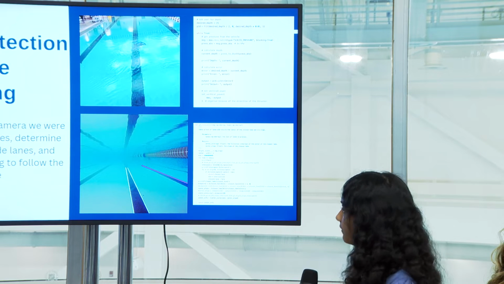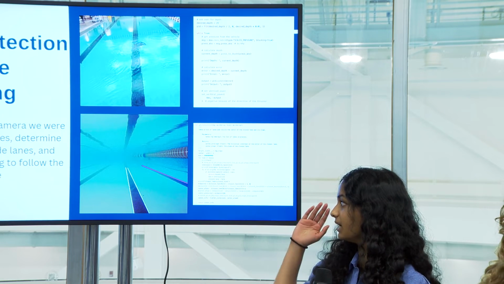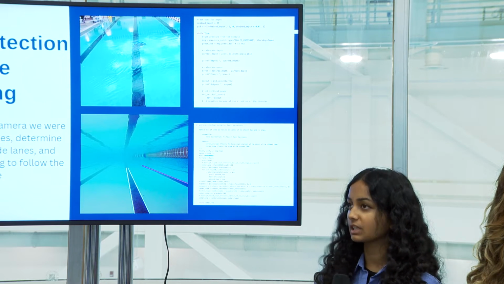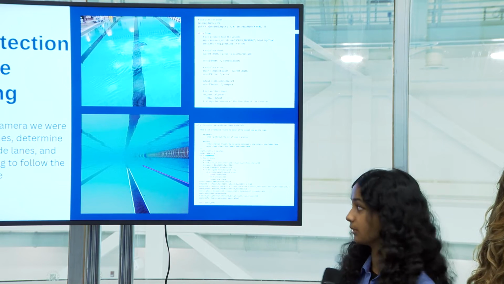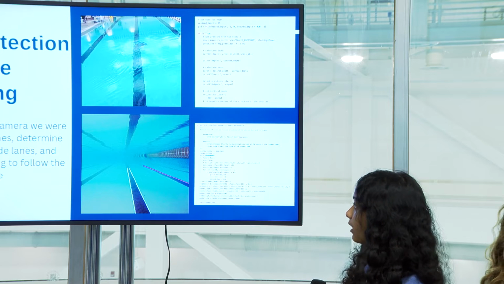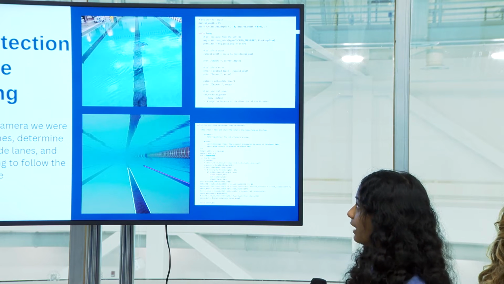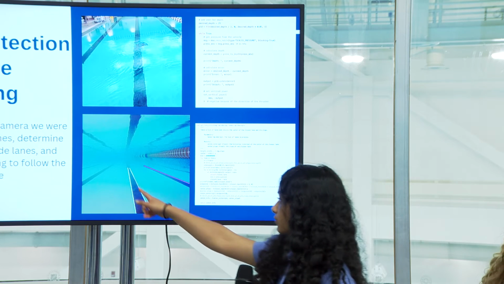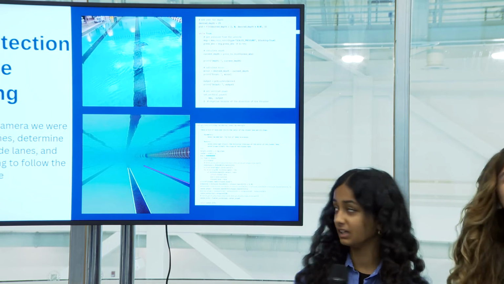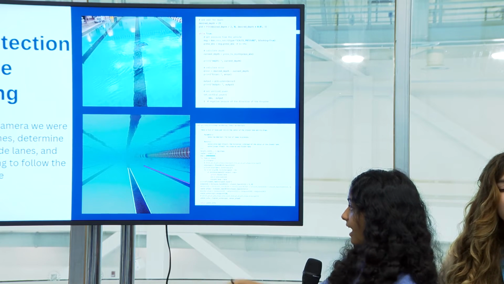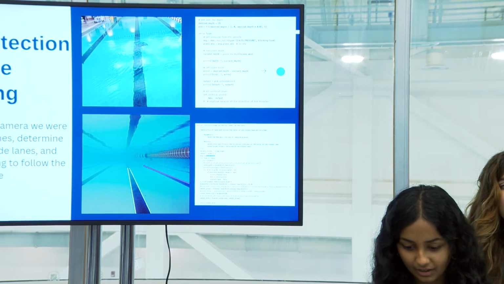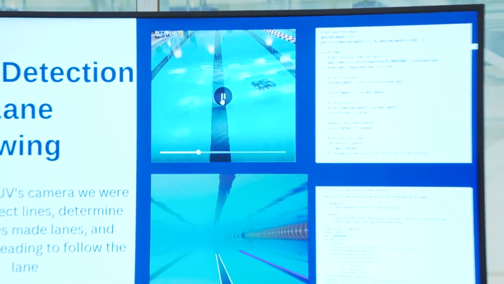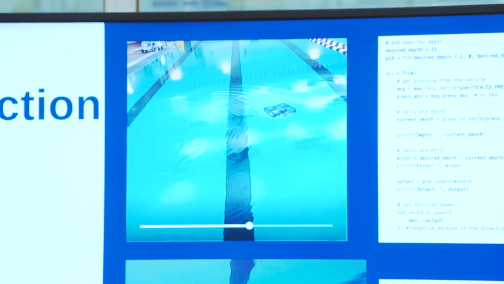And then once we got the right values, we made equations for all of these lines. And then we looked at which lines were closest together. And we determined those as lanes. And the ones that were further apart were not. After we found our lanes, we then found the lane center, so the line that runs straight through here. That way the AUV can adjust its heading so it can follow that line. So we have a video that shows our AUV detecting a lane and going towards it.